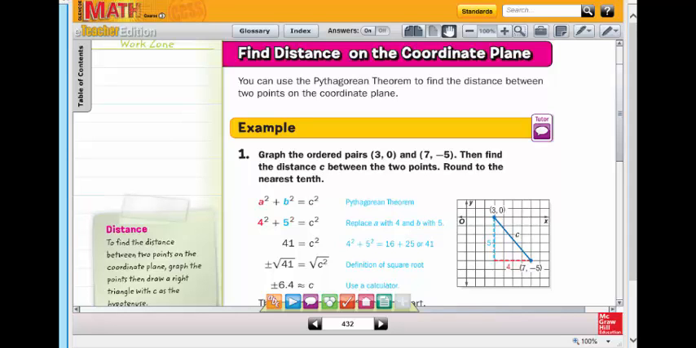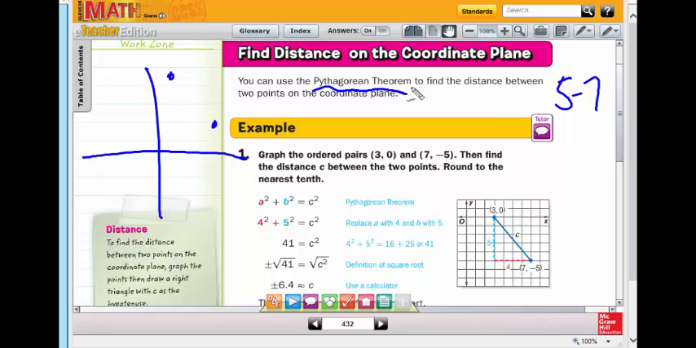Here are your examples for Lesson 7 in Chapter 5. Lesson 7 is about finding distance on a coordinate plane. So in other words, if we had a coordinate plane and we have 2 points on that coordinate plane, we can use the Pythagorean theorem to find the distance from point to point straight, or as some people would say, as the crow flies.